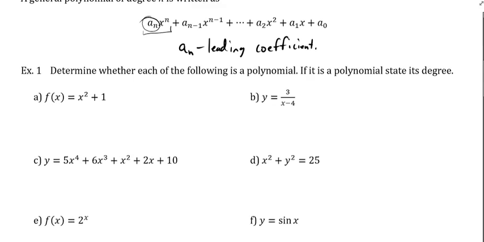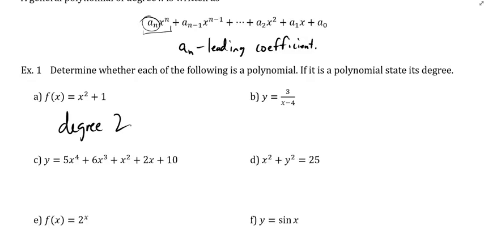Okay, so first question. Determine whether each of the following is a polynomial. If it is a polynomial, state its degree. So does the first one meet the definition of a polynomial? Might seem kind of strange at first, but yes? Yeah, very good. Is the next one a polynomial? Not a polynomial, that's right.